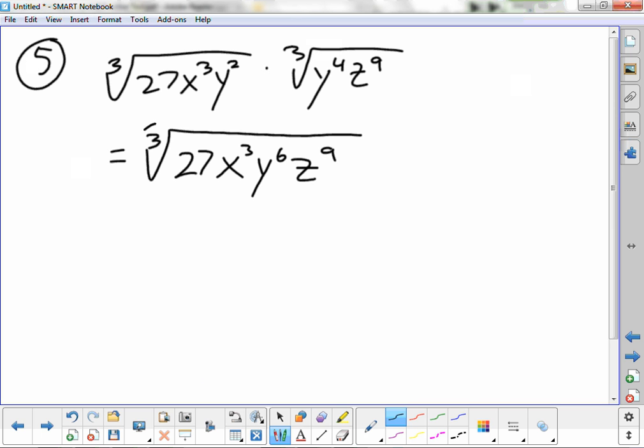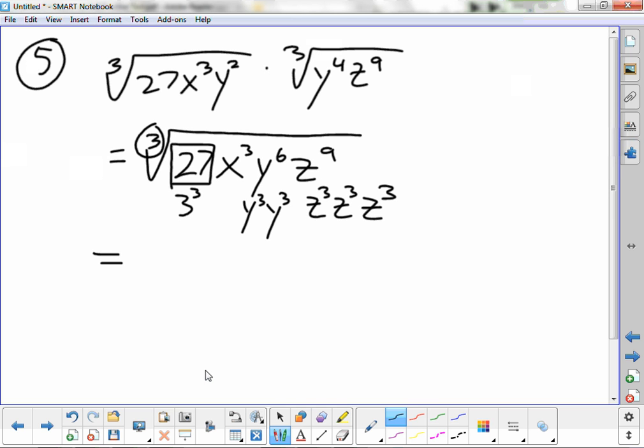And keep in mind you're looking for perfect cubes. Turns out 27 is a perfect cube. That is 3 cubed. Y to the 6th is a y cubed with another y cubed. Z to the 9th is z cubed, z cubed, z cubed. You don't have to show your work this way, but this is just one way you can keep track. So everything is a perfect cube, so what comes out is 3 y squared z cubed. All right, so next problem.